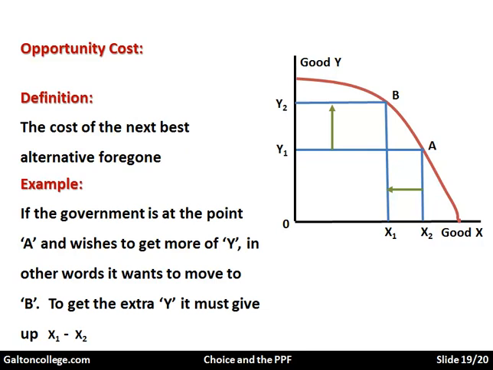So if the government's at the point A and wishes to get more of Y, in other words, it wants to move to B, to get the extra Y, it must give up x2 minus x1. So to get more of Y, the cost of the extra Y, moving from y1 to y2, is the amount of X we've given up. So more of Y has cost X. And the amount of X we have to give up is x2 minus x1. So we give up that much X to get the extra Y, y2 minus y1. And that's what we mean by opportunity cost.